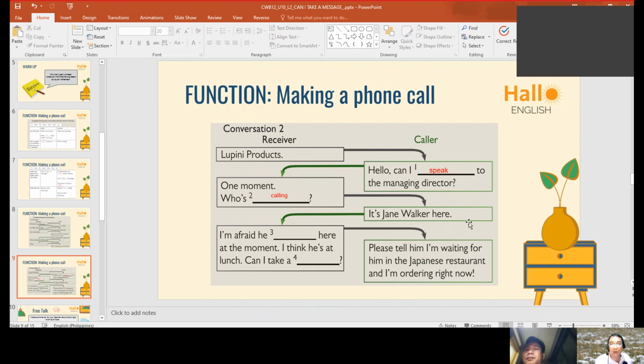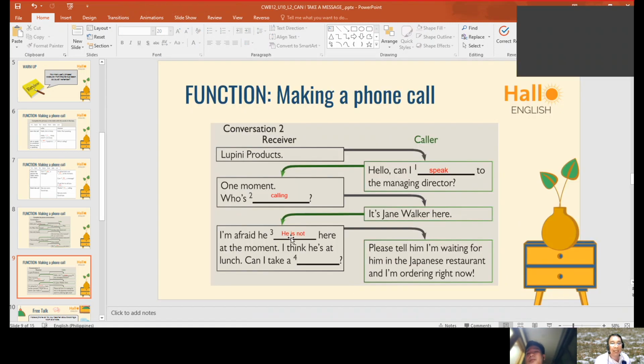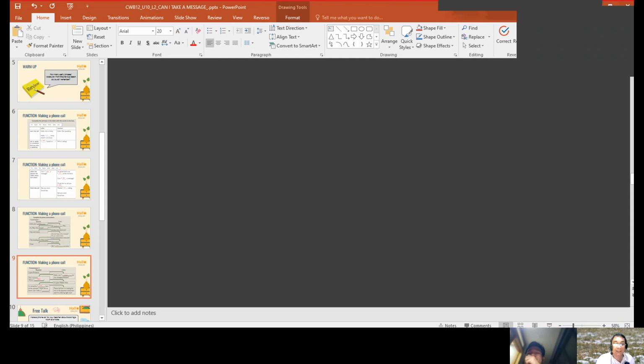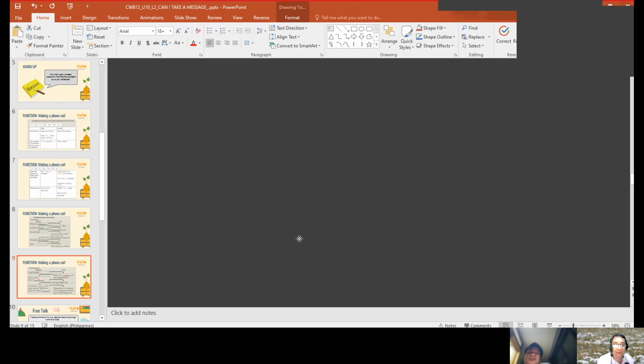"It's Jane Walker here." "I'm afraid he is not here at the moment." So that means the person is not there at the moment. "I think he is at lunch. Can I take a message?" So that's the receiver.